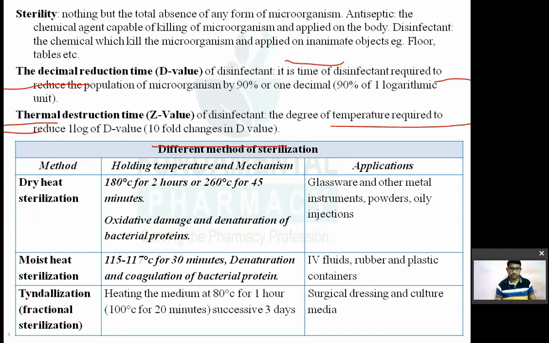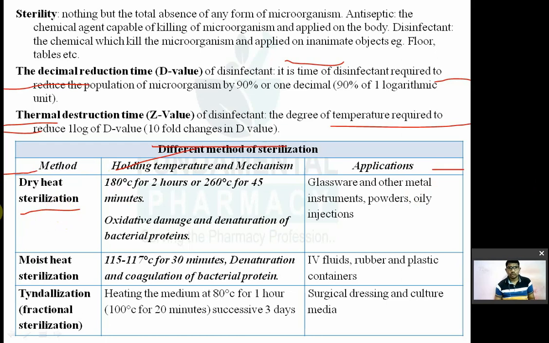So what is important for UGPAT? The method of sterilization, the holding temperature is very important. Then the mechanism of sterilization in that method, that is very important. So we will see one by one: method, holding temperature, mechanism, and then application in a very short. So first one is known as dry heat sterilization. For dry heat sterilization you are using a hot air oven.